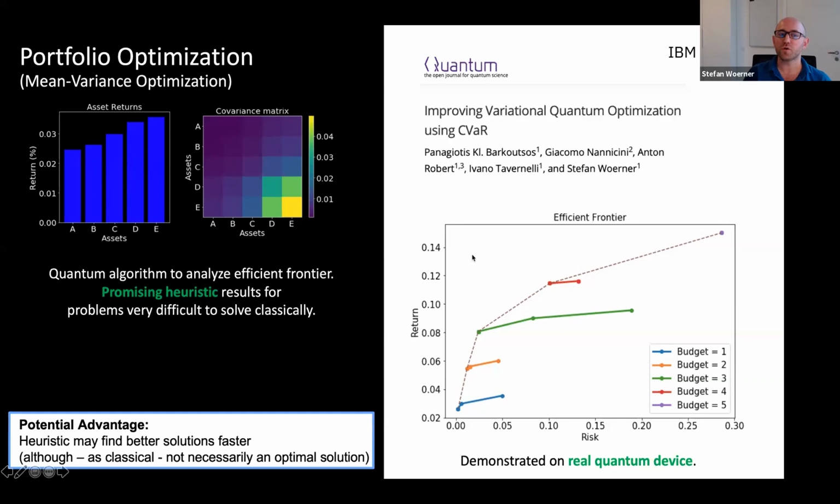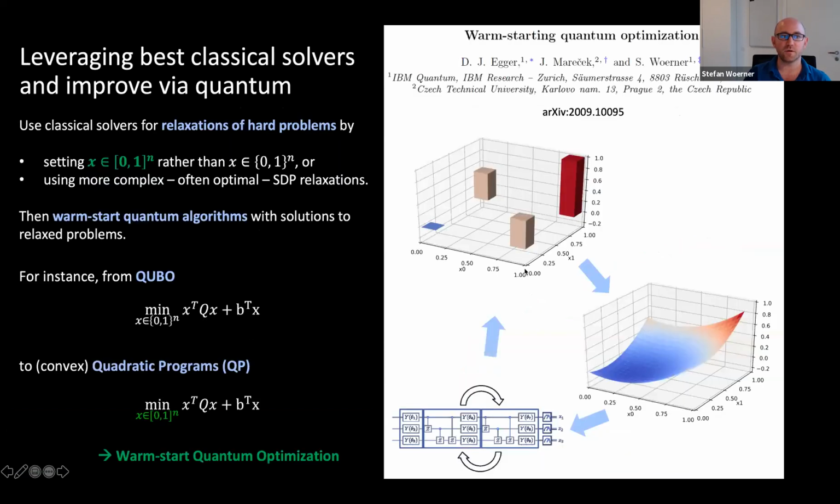So what we could show so far is that these methods at this small scale work, but it's still very difficult to answer the question about what quantum advantage to expect. And here I'd like to briefly talk about a very recent research result where we could show how to warm start quantum optimization.